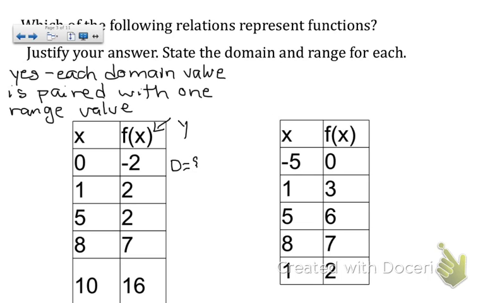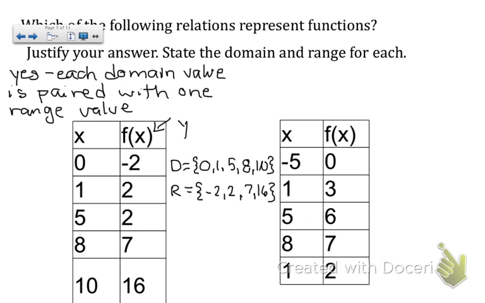Okay. Now, keep in mind that domain and range are sets. So, when we write out domain, or range for that matter, we have to make sure that we put it in those braces to show that it's a set. So, the domain is all the x values. We've got 0, 1, 5, 8, and 10. Okay. The range is all our y values. So we have -2, 2. Now next in our list would be another 2, but when we write out the set, we only need to write it one time. So we're going to move on to 7, and then we have 16.